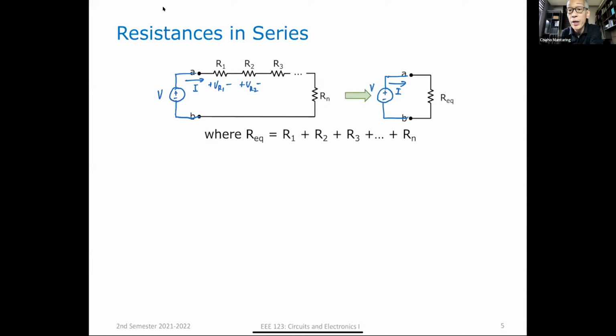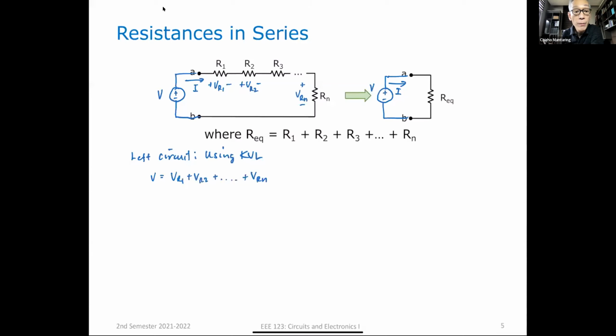The polarity is always in the direction of current. So from plus to minus in the direction of current. So all the way to VRn. And because of KVL, so this is the left circuit. Using KVL, or Kirchhoff's voltage law, you have V is equal to VR1 plus VR2 all the way to VRn.